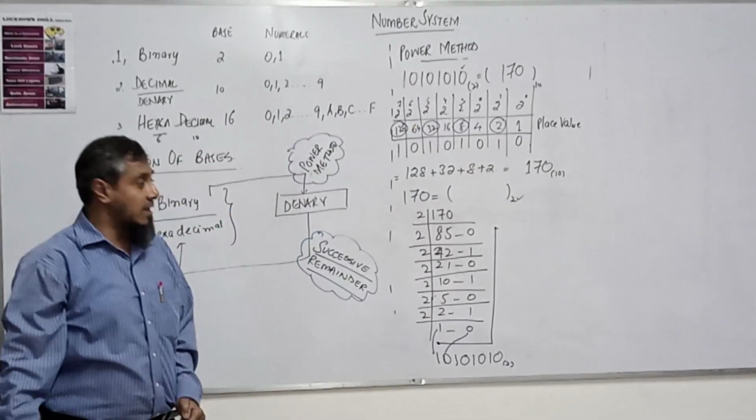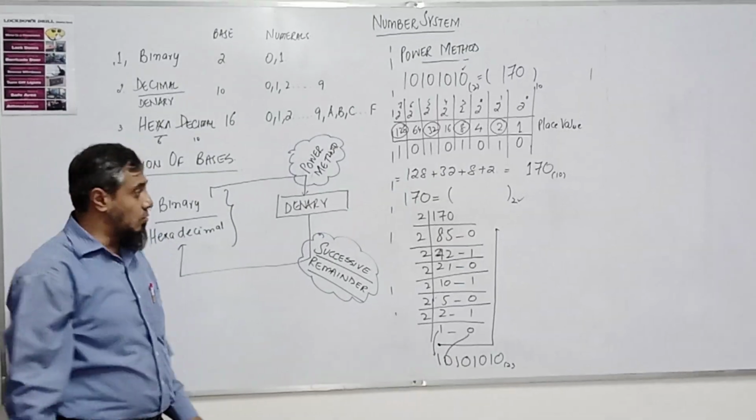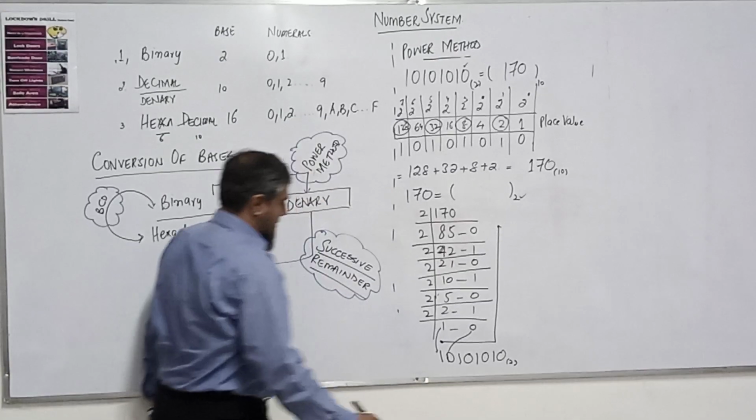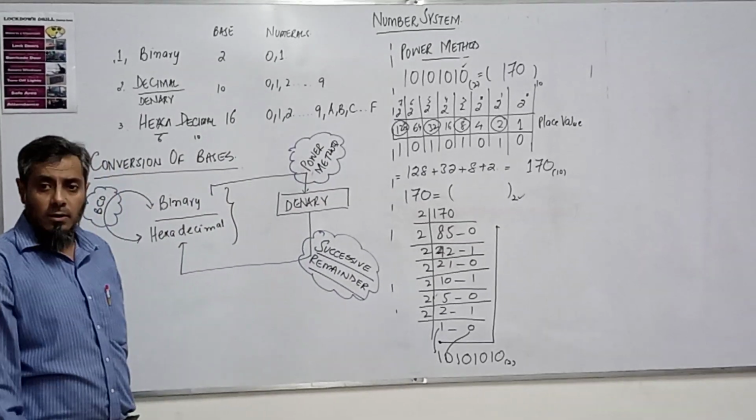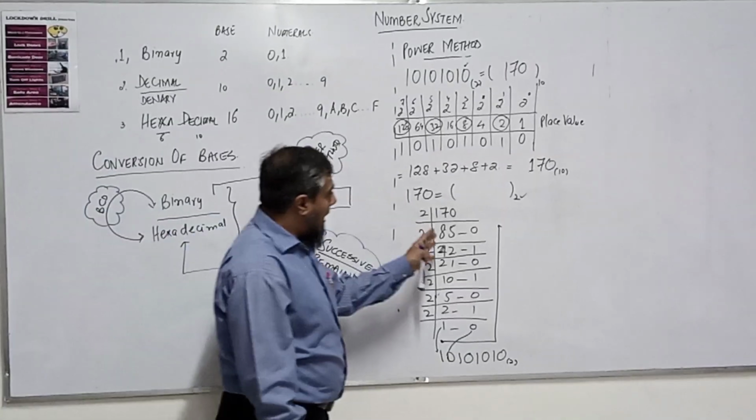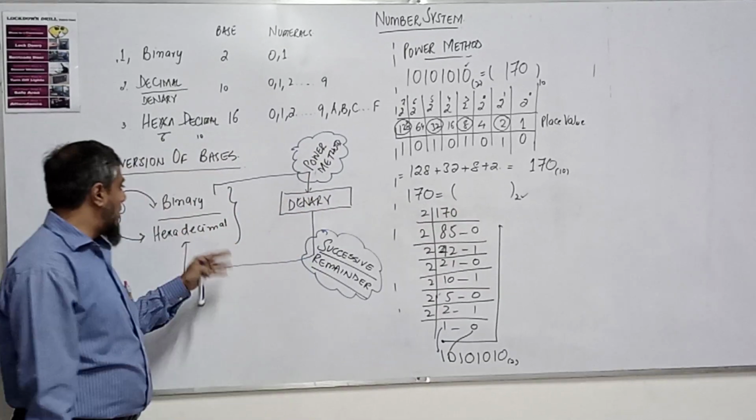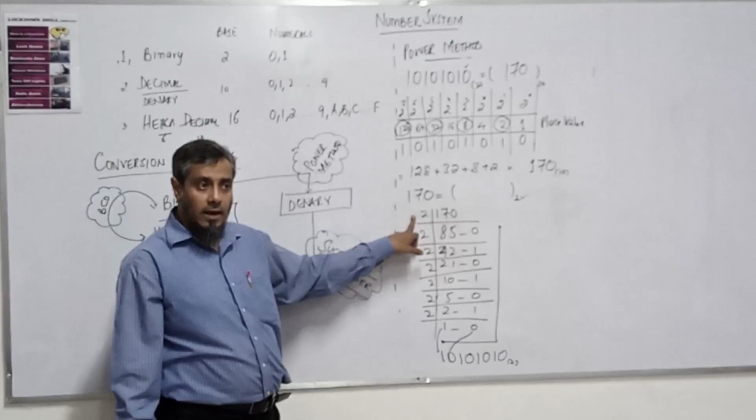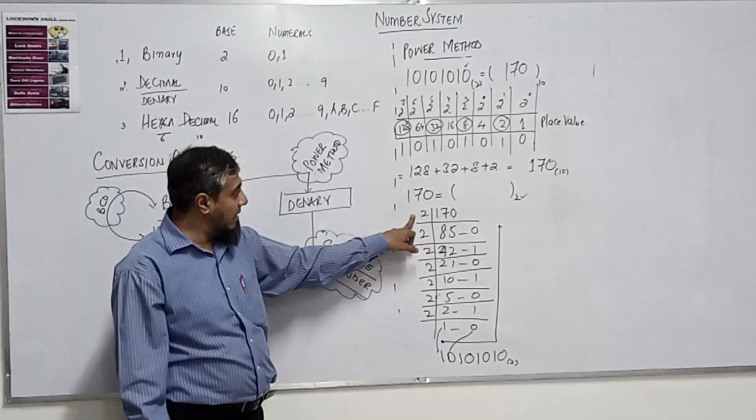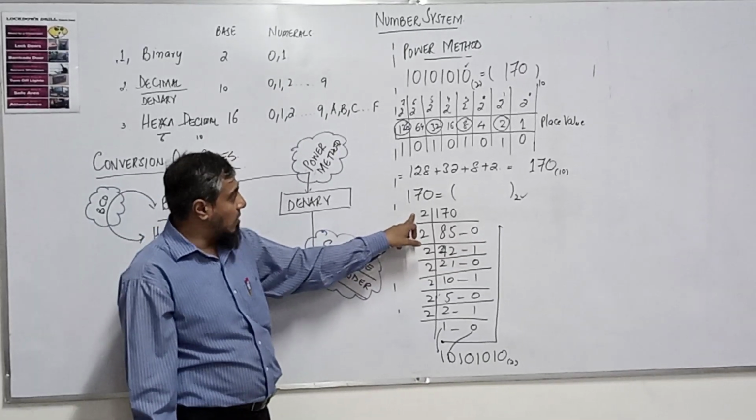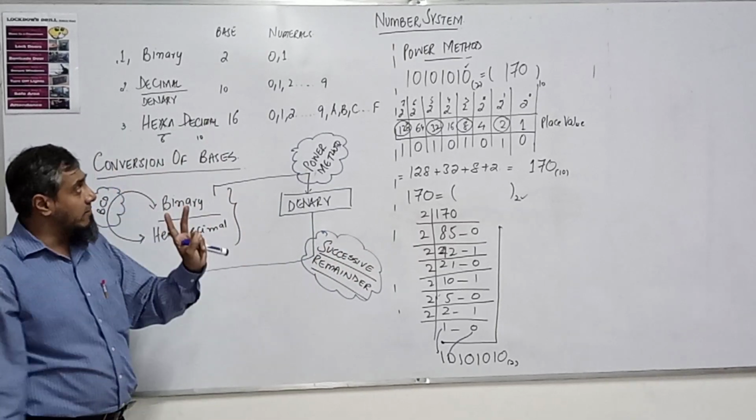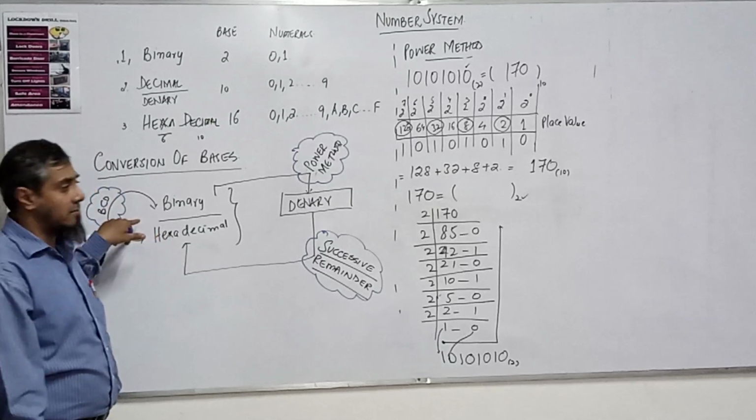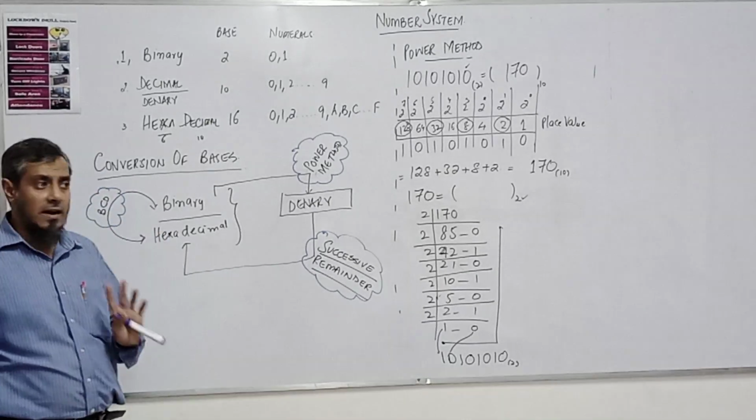So I'm sure this method is clear to you, by simply recording remainders in your program. Or if you are trying to convert the value to hexadecimal, again you will divide in a similar way. The method is the same, but I have mentioned this one for binary only. So we have covered two conversions, binary to denary and denary to binary. So these two conversions are clear.